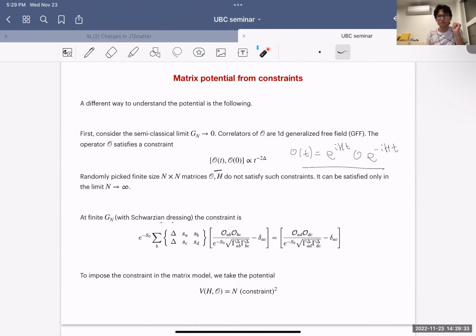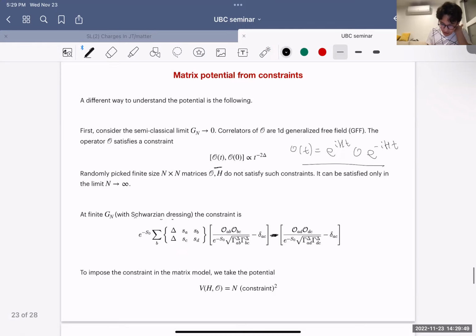Well, this is some kind of constraint that we need to impose on our matrices. So if you write minus here, right? So if I call my constraint to be this difference, then the way I can impose it in the matrix model is that I can take the potential to be the constraint squared times some large number, let's say n.